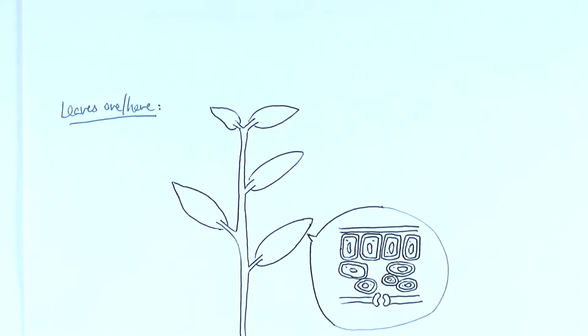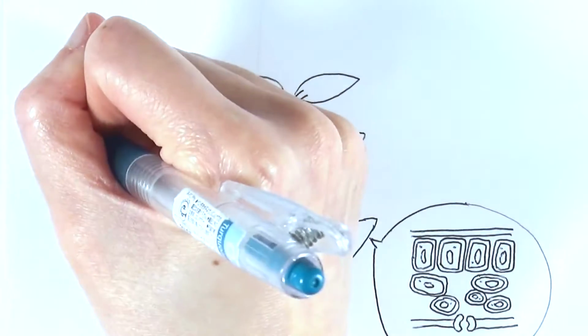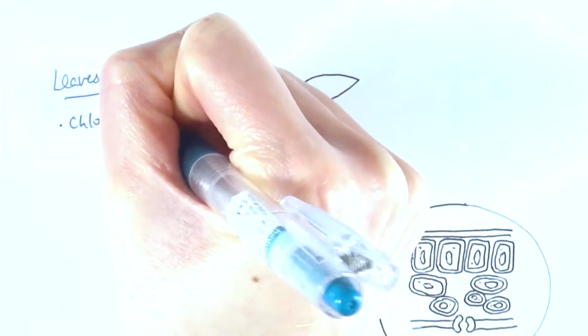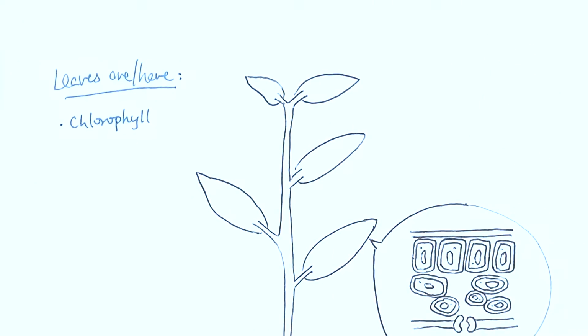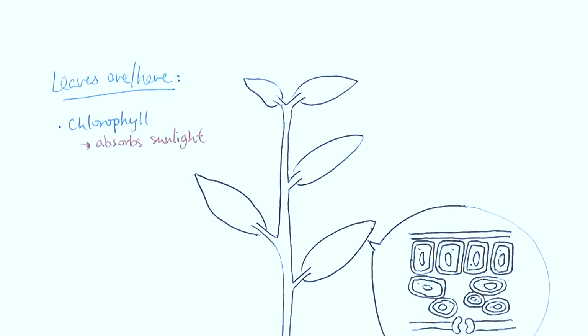First of all, let's think about the different characteristics that leaves have. First, they have chlorophyll, and chlorophyll is the green pigment inside the chloroplast, which is a part of a plant cell. The key thing that they do is absorb the sunlight. After they absorb the sunlight, they can actually do the photosynthesis process.